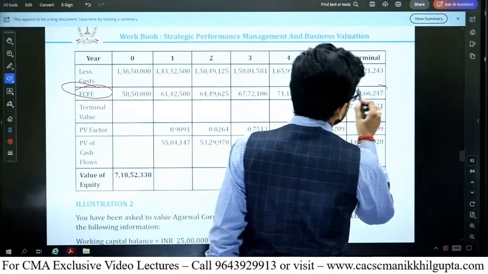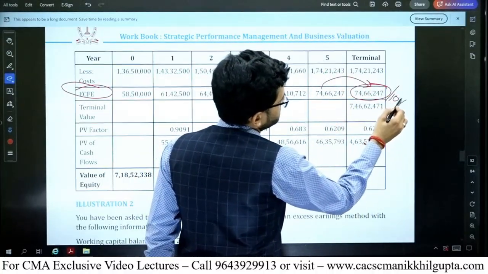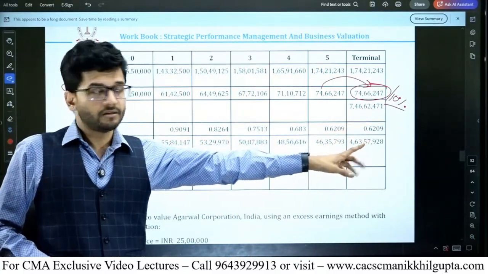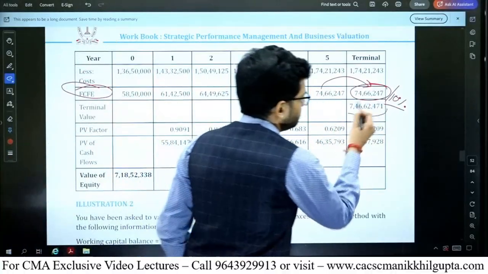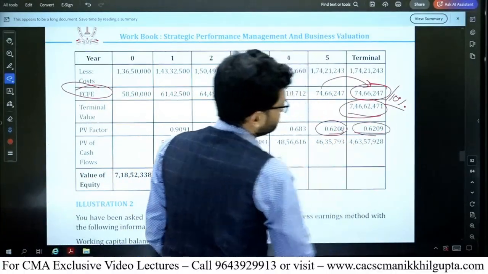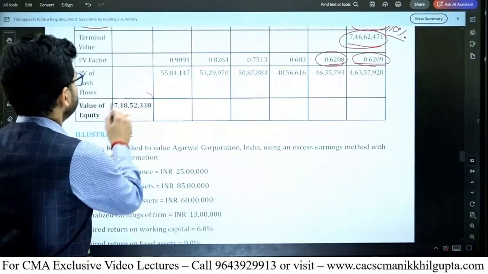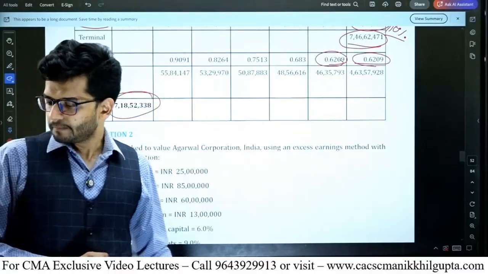So the terminal value is the last year's cash flow, which is equal to the 5th year's, divided by 10%. No need to reduce growth in this because there's no growth in the subsequent periods. Okay. So terminal value will be divided by 10%. So this is the terminal value. The discounting rate will be the same. Okay. And here we calculate the value of equity. This is how the value of equity is required to be calculated.